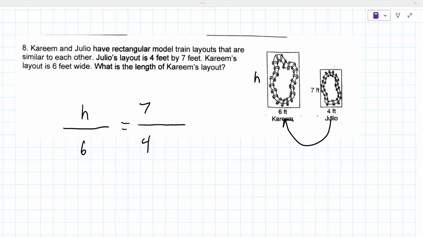So that could reduce. There's a 2, it's 3. So it becomes 3, becomes 2, 3 times 7, 21. It becomes 2h equals 21. 21 divided by 2. Does it work out evenly? No, not. So then you have 10.5.